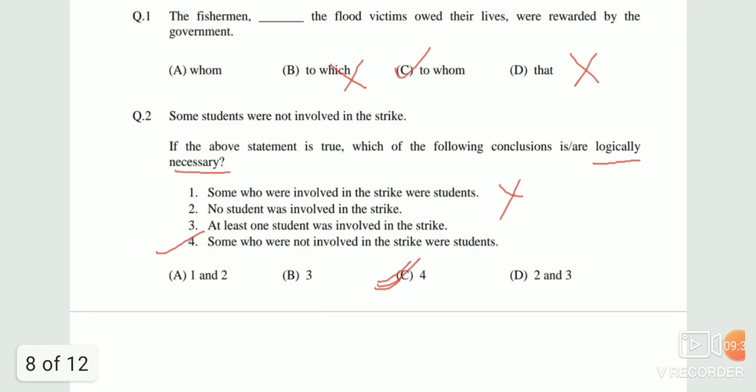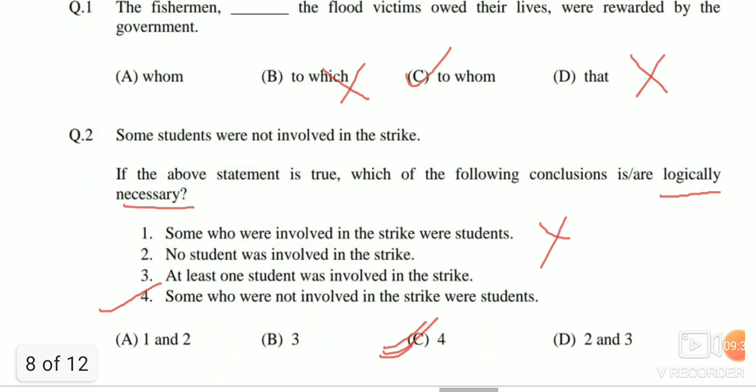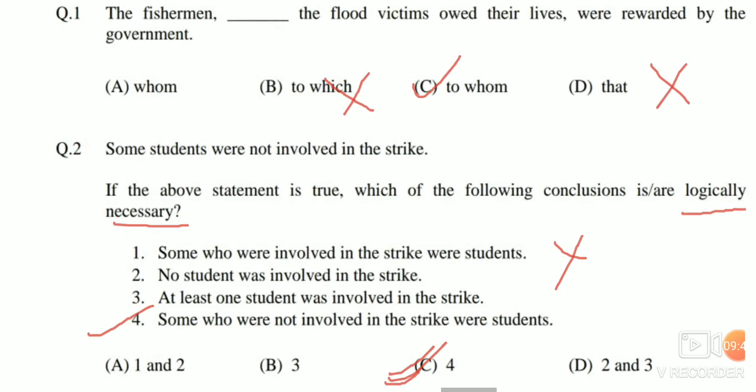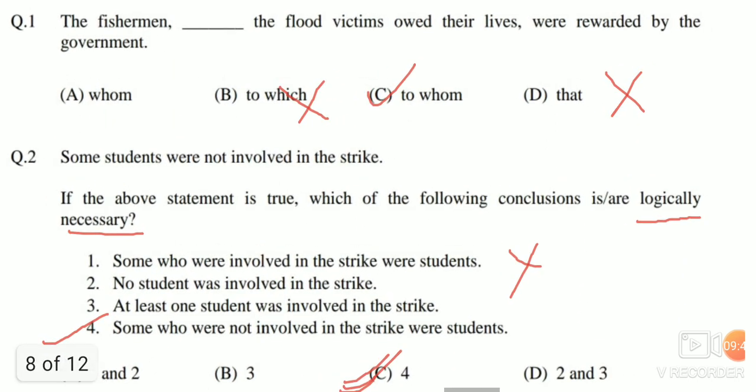It is also from the English section. The fisherman dash the flood victims. Here, the fisherman dash the flood victims over their lives were rewarded by the government. We have to fill in the blank with the correct option. By eliminating options, we can say that here the options 'that' and 'which' are not suitable. We only have to select from these two.